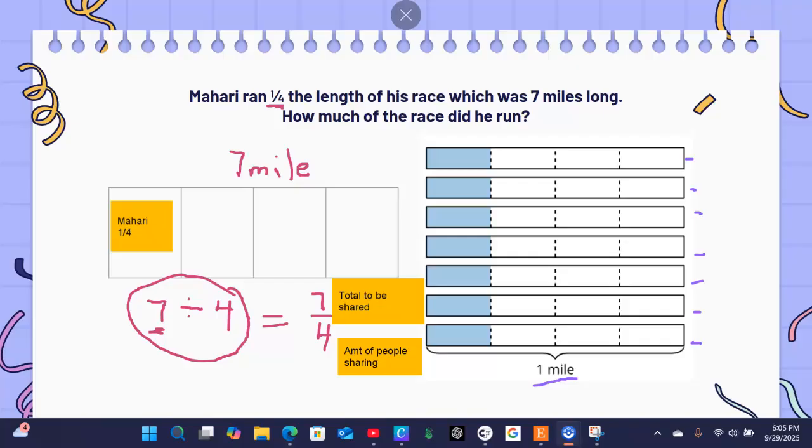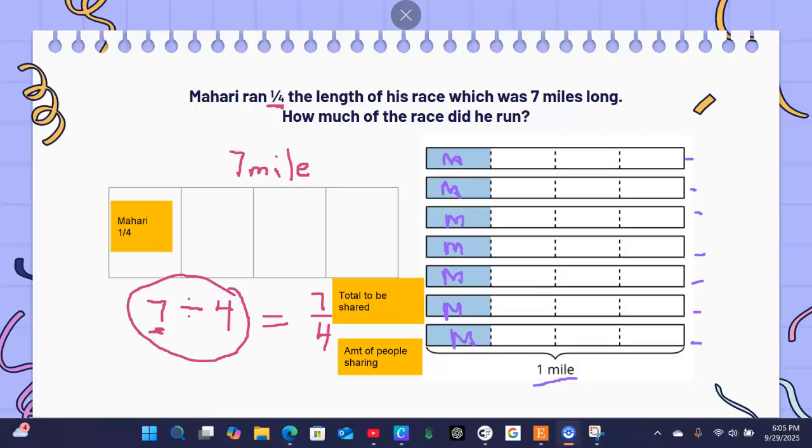So basically, this is Mahari's. I'm just going to write an M for Mahari. This is Mahari right here, Mahari right here, Mahari right here, because he ran 1/4 of a mile there. He ran 1/4 of a mile here. He ran 1/4 of a mile here, and he ran 1/4 of a mile here. So he did that 7 times.